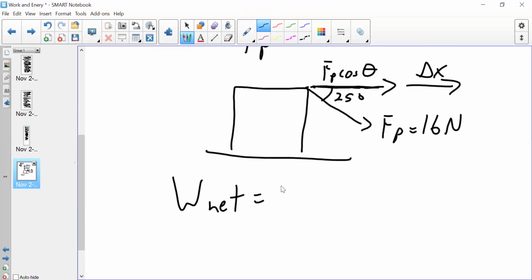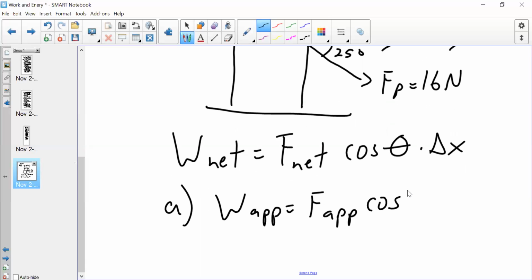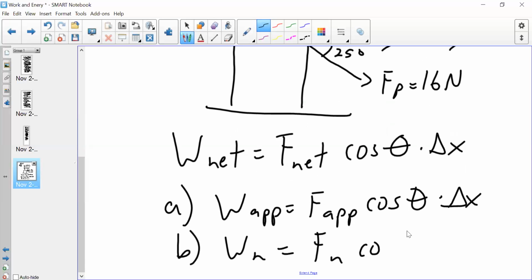The general equation for work: net force cosine theta times displacement. Now we break that into bits. You want the work done by the applied force, which would be F applied cosine theta delta x, and then the normal force, F_N for short, F_N cosine theta delta x.